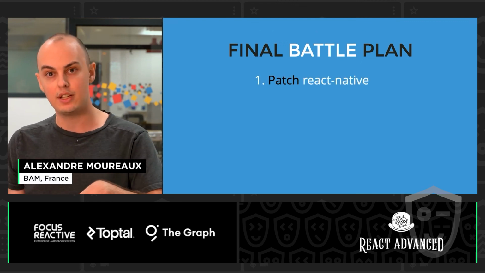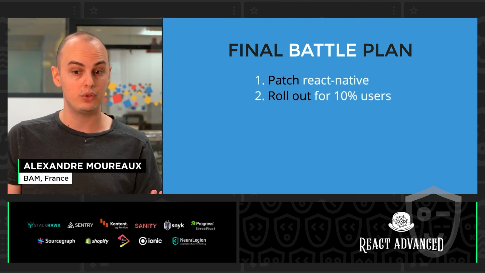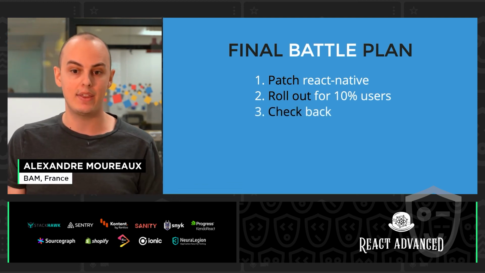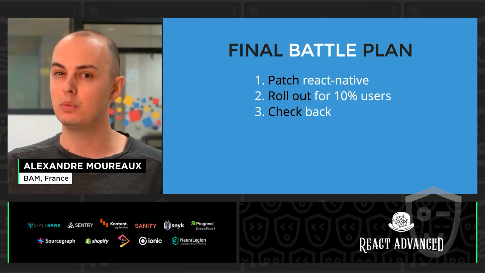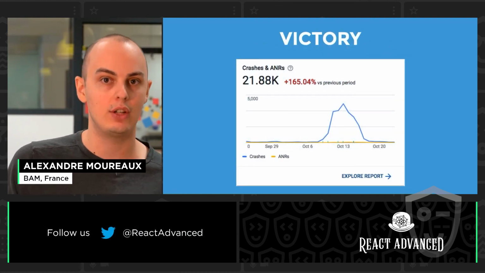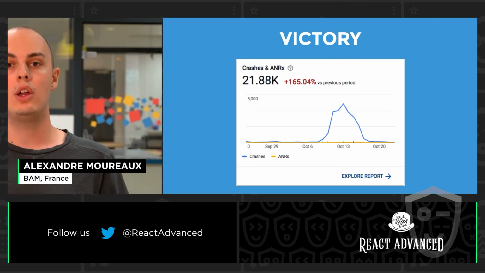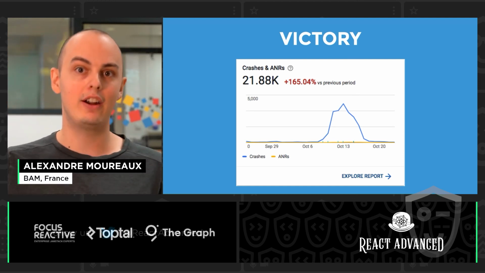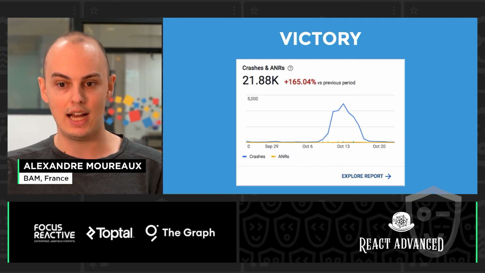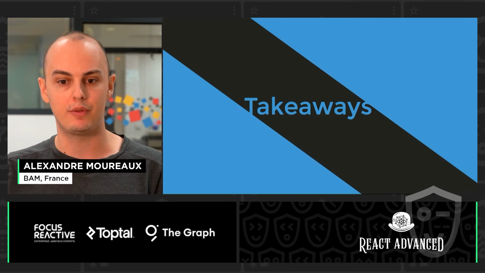We patched React Native locally. We deployed this version to 10% of our users, just in case, to check. And then, of course, check back. Was it successful? Yes, finally, we fixed it and our crash rate was back to normal. Whew. All right, well, this was fantastic, but maybe a few takeaways from this.